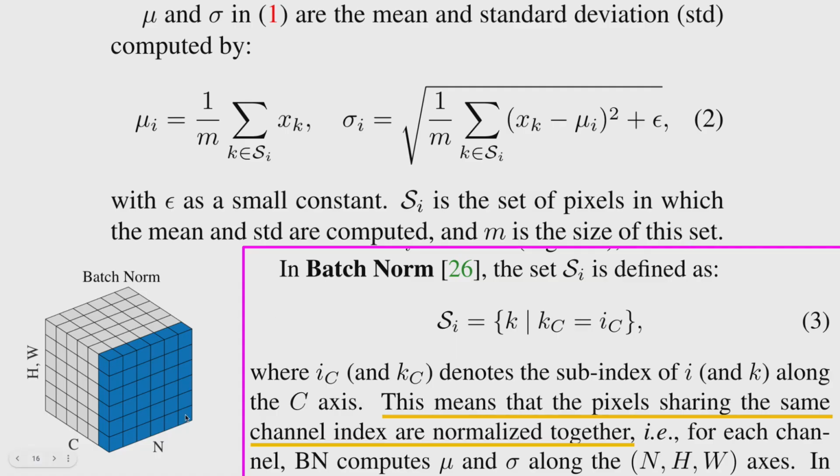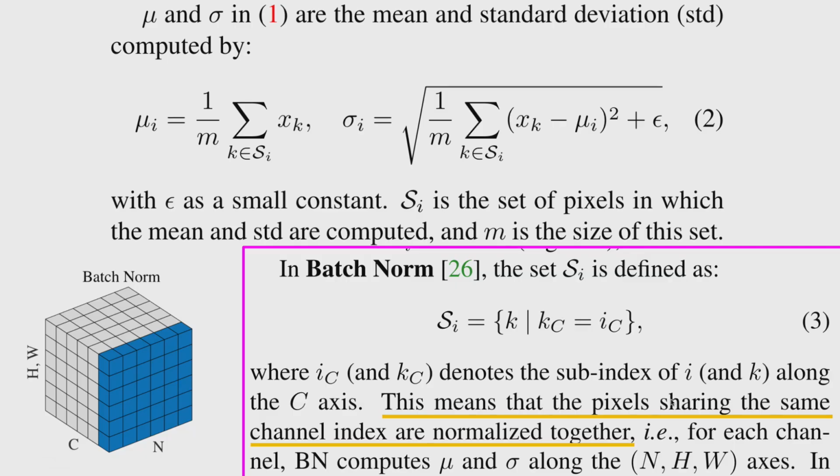So if we look at this image, the set of pixels that we are concerned about are, as defined here, S_i is the index k, where k_C equals i_C. So i_C is the index of all of the pixels in the entire cube, but we are looking at just that slice where we're looking at the pixels inside of one channel. So i_C and k_C denote the subindex of i and k along the C axis. For example, here we have 6 times 6, so 36 different pixels, and so k_C is going to go from 0 to 35.